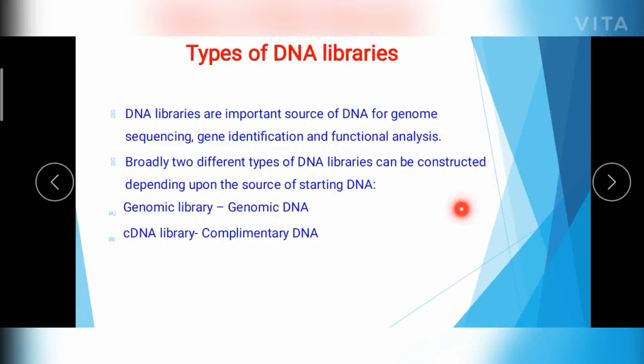Depending upon the source of the starting DNA, there are two types of DNA libraries. One is the genomic library, which represents the collection of genomic DNA. The second one is the cDNA library, which represents the complementary DNA, that is, the total mRNA population of a cell. So if the starting DNA is genomic DNA, it is called a genomic library, and if the starting DNA is complementary DNA, then it is called a cDNA library.